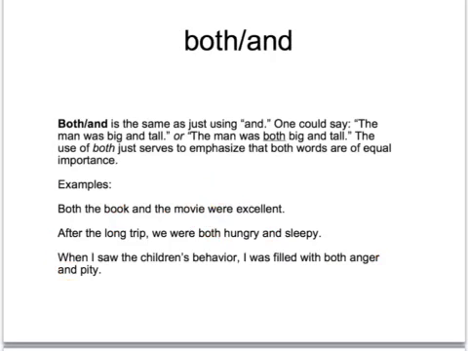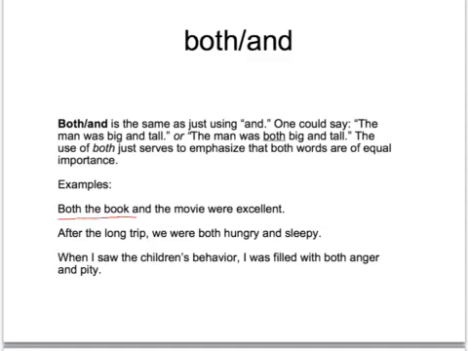Both and is basically the same as just saying and. I don't have to say both the boy and the girl. I can just say the boy and the girl. But when you use both, you emphasize that both of the words that you're connecting are of equal value. So you look at the man was big and tall, and the man was both big and tall. You're giving emphasis to those qualities of that person.